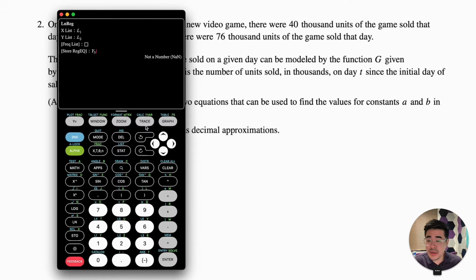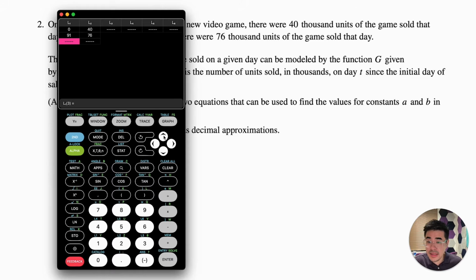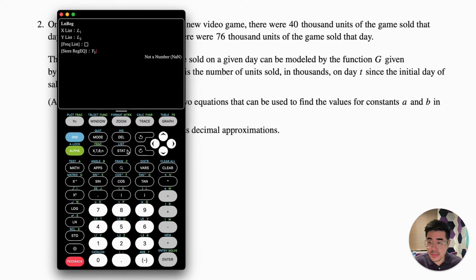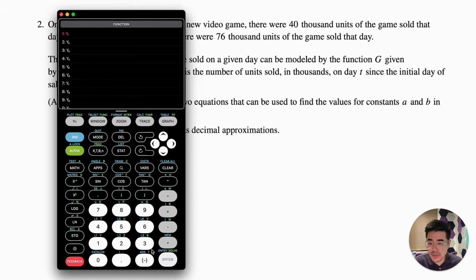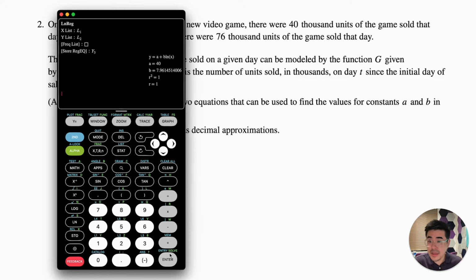So then back to this question, I'm going to go to Stat, Edit, and then instead I'm going to shift it over 1 day so that I can actually calculate a regression. Let's see if it will let me do it. No, I'll just go here, Calc, regression, and I'm going to store it into Y-Vars function 3. And now it actually works, right? So my A is 40 and then my B is 7.961.